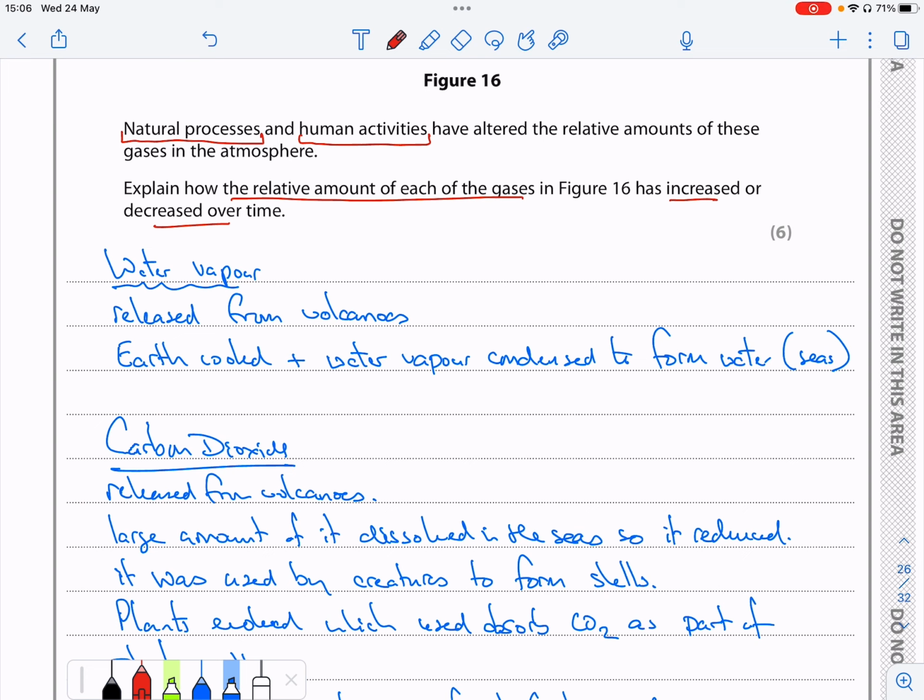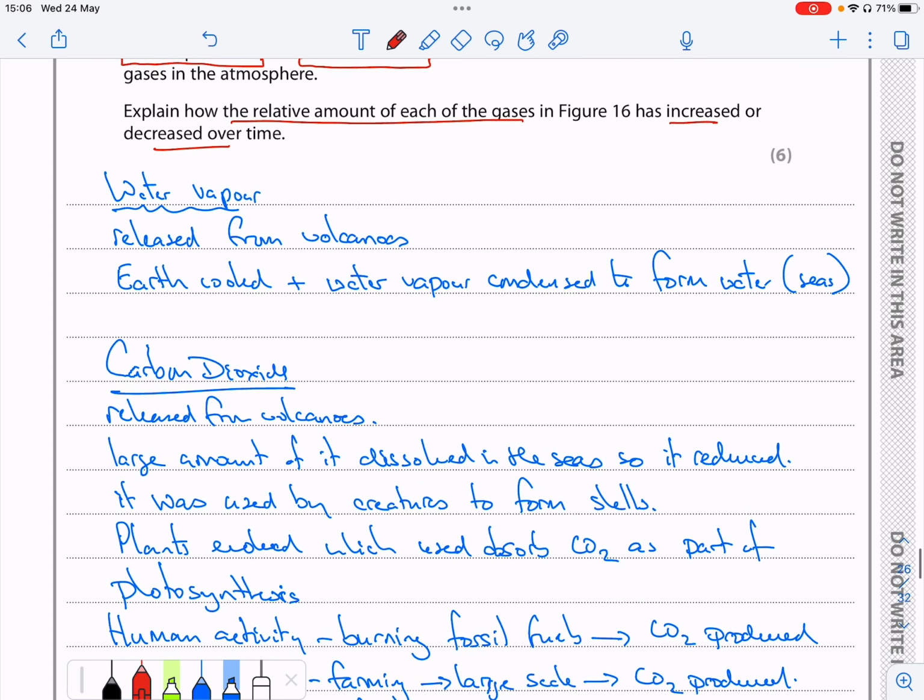Carbon dioxide, again, released initially in the Earth's early atmosphere from volcanoes. We'd have large amounts of it at that time, and then a lot of that carbon dioxide dissolved into the oceans, so the levels reduced. In the oceans, it was used by sea creatures to form shells, and then we also had the evolution of plants, and plants could absorb carbon dioxide as part of photosynthesis, and that obviously led to the production of oxygen, but we'll come back to that in a moment.